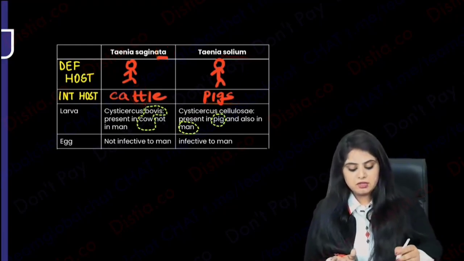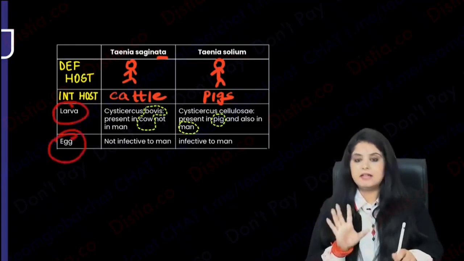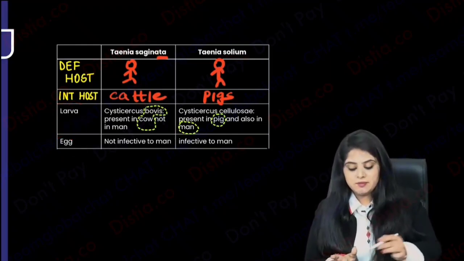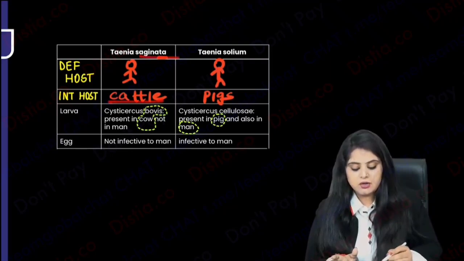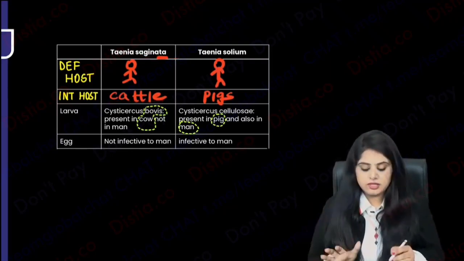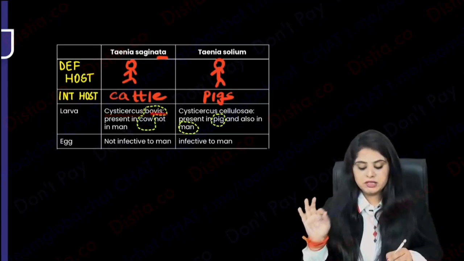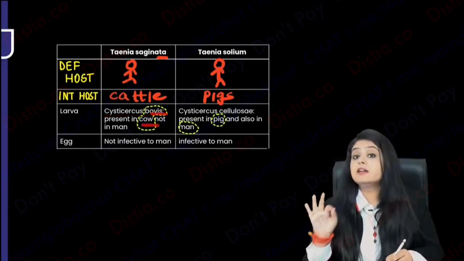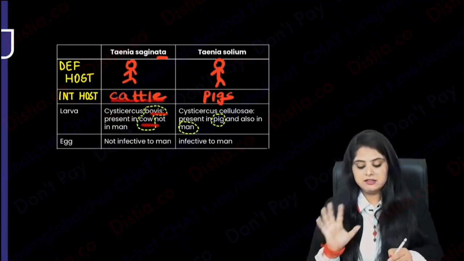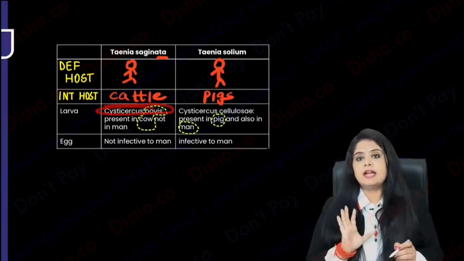Okay, now you'll say that every organism has two things, a larva and an egg. So what is the name of their larva? Cattle, cows, this reminds me of bovine. So remember Cysticercus bovis. Bovis means bovine. This is present in the cattle only, it is in its name.